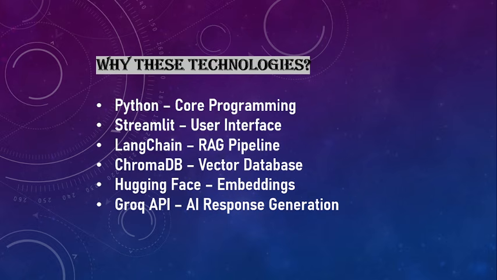Why these technologies? Each technology has a specific role. Python is used for development, Streamlit for the user interface, LangChain for the RAG pipeline, ChromaDB for semantic search, Hugging Face for embeddings, and Grok for generating fast AI responses.